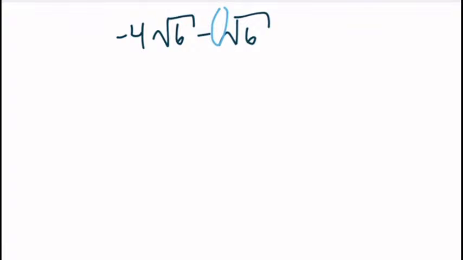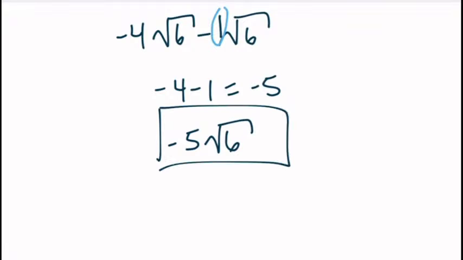Next, we have negative 4 times radical 6 minus radical 6. And I mentioned this in a previous video, that if there is no number written in front of a term like a radical, then you automatically assume that it's just a 1. And anything times 1 is just itself, which is why we don't actually write it. But this is the same thing as negative 4 minus 1, which is negative 5. And then we're going to add in the radical at the end, which is radical 6. So our final answer here is negative 5 times radical 6.